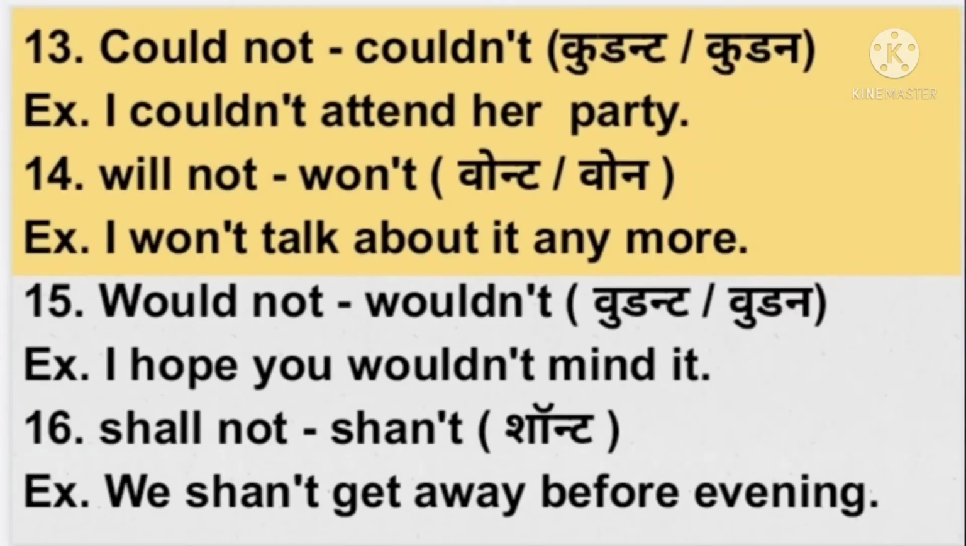Now next is "could not", and the contraction of "could not" is "couldn't". That is up to you which pronunciation you want to use. The example: I couldn't attend her party. Next is "will not", and the contraction of "will not" is "won't". An example is: I won't talk about it anymore.